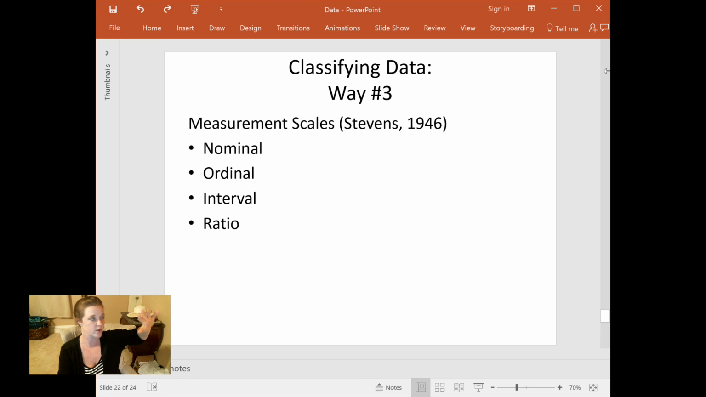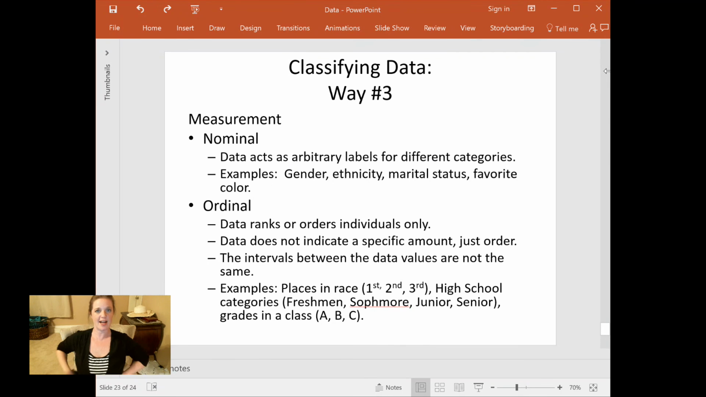And essentially what Stevens did is he goes, well, there's nominal data, categorical data. He called it nominal because life wasn't complicated enough, right? He called categorical data, qualitative data, nominal. But then he said, there's like 3 different ways to be quantitative. And the first way to be quantitative is to just put people in order.